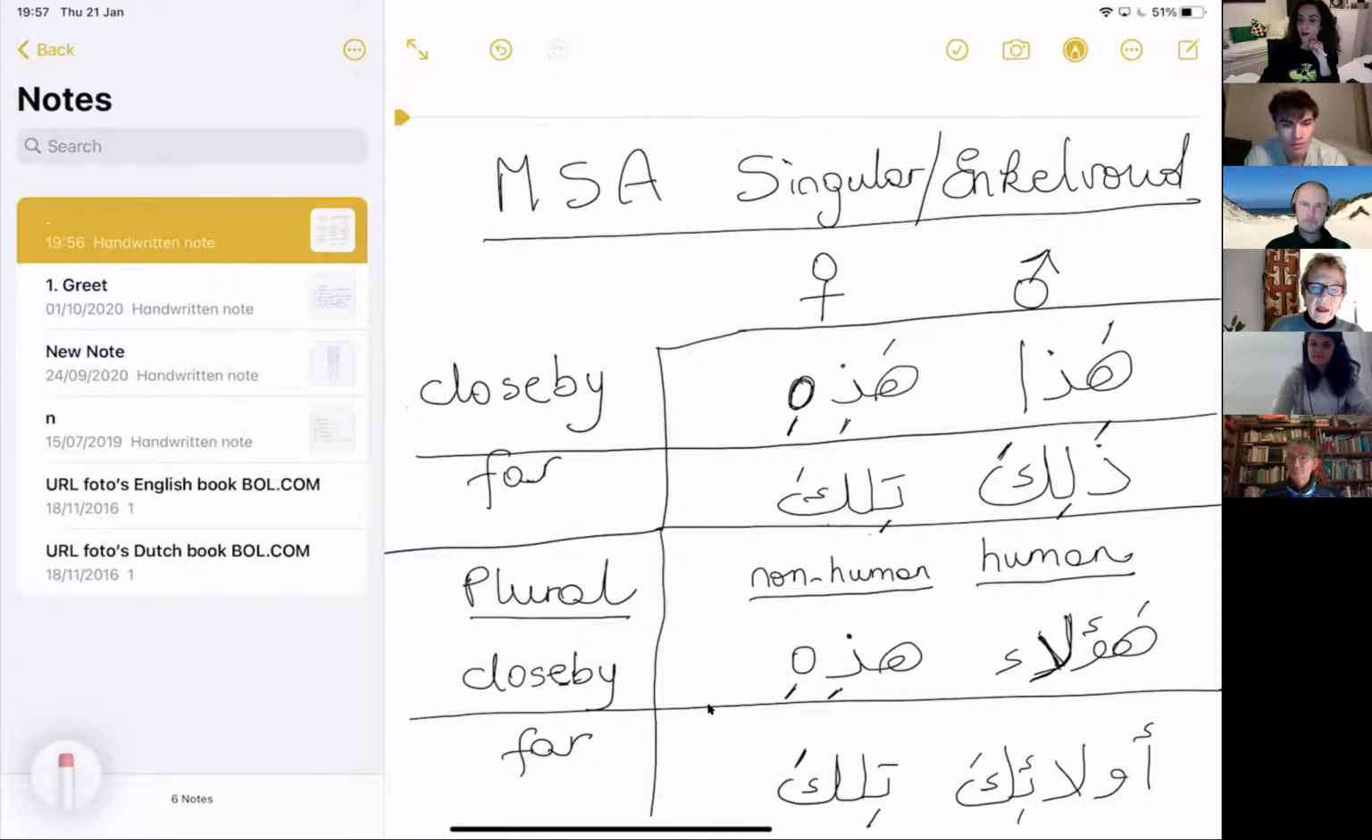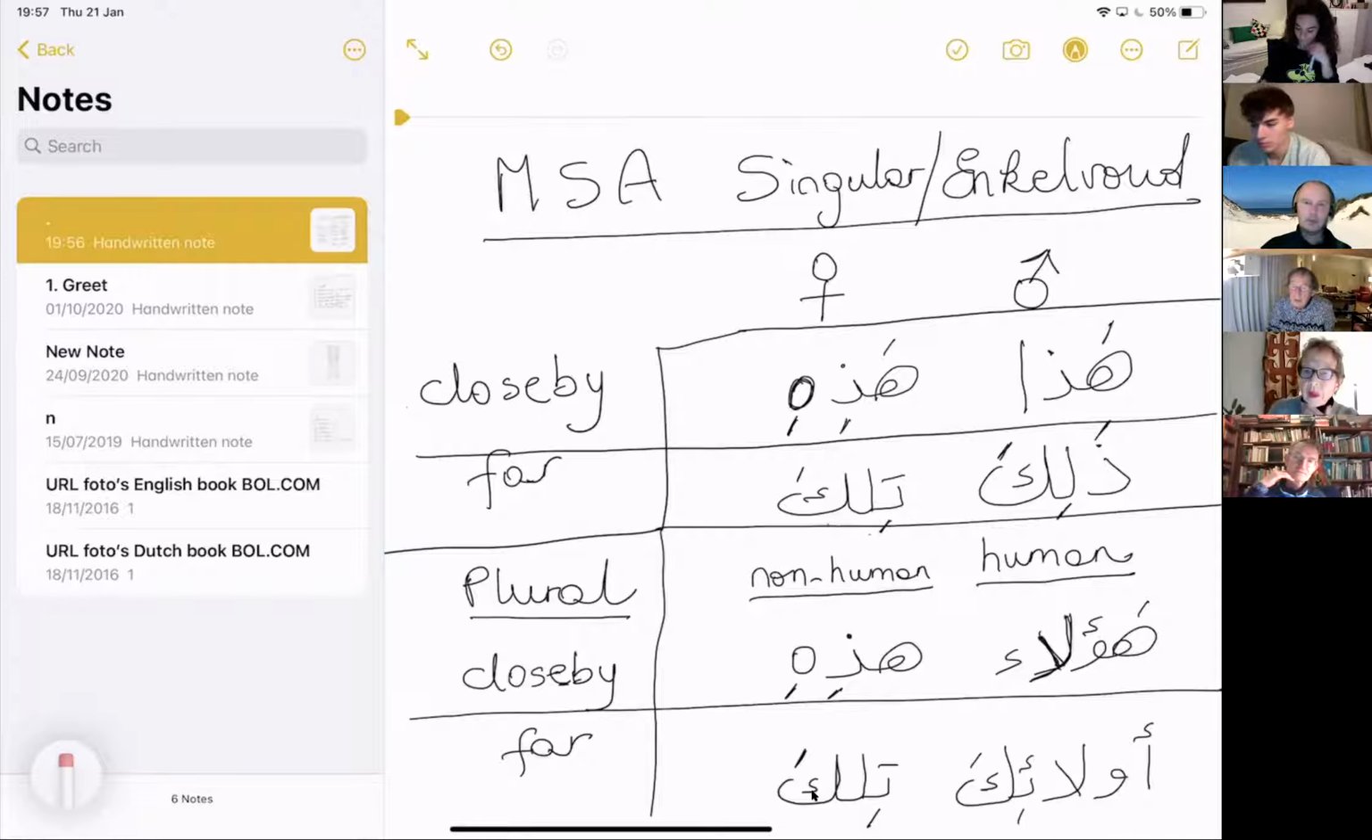Let's do an example with non-human plural. So these books. Books is kutub. These books is هذه الكتب. And if I want to say those books, die boeken, تلك الكتب. Yes, تلك الكتب, right. Bravo.